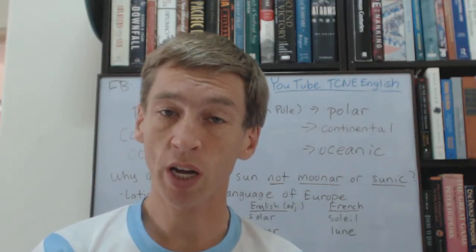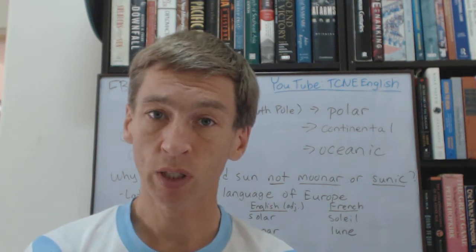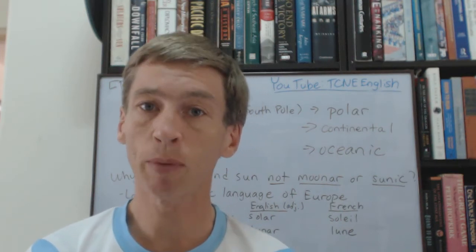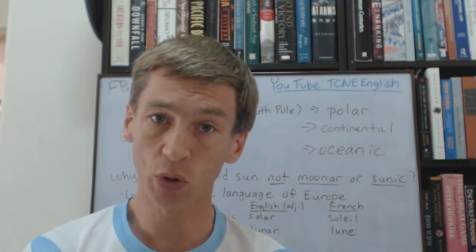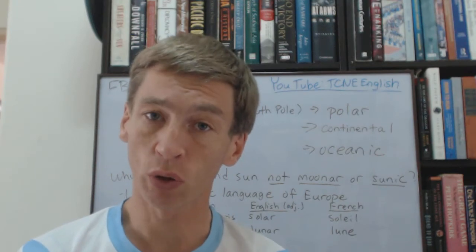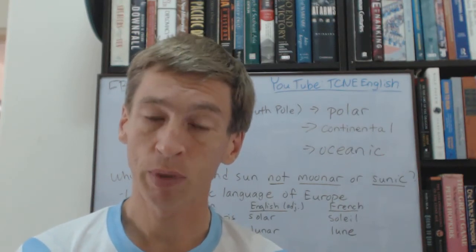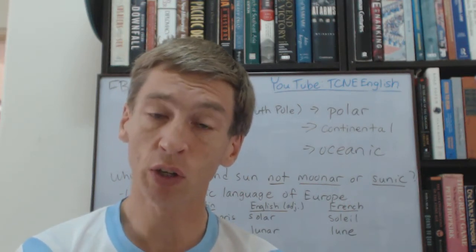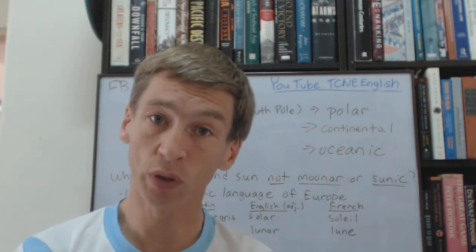A question that I am commonly asked is, why do we take words like sun and moon, which are commonly used nouns in English, which come from our Germanic roots or our German roots, and why do we use adjective forms like solar and lunar? Because, of course, most nouns, the adjective form of the noun looks very similar to the noun form.